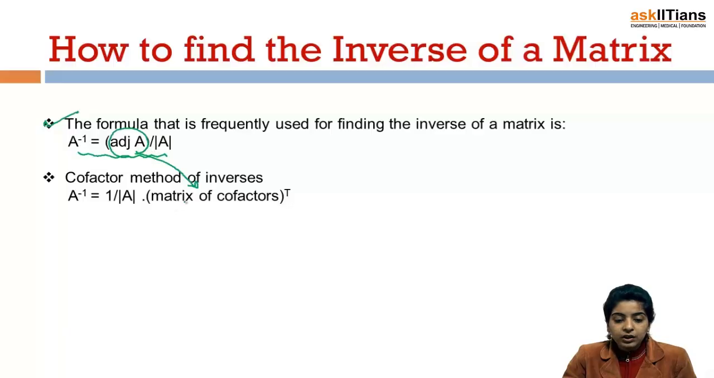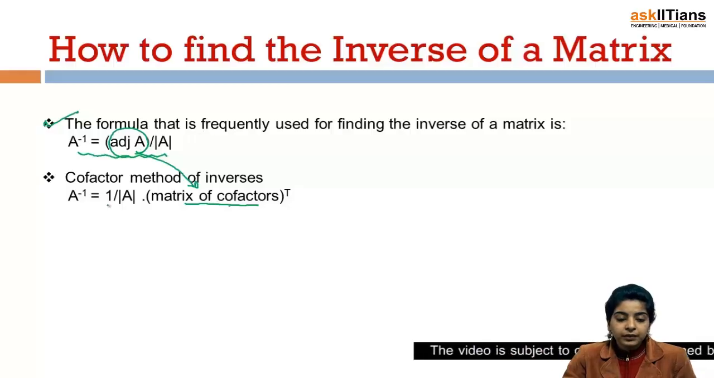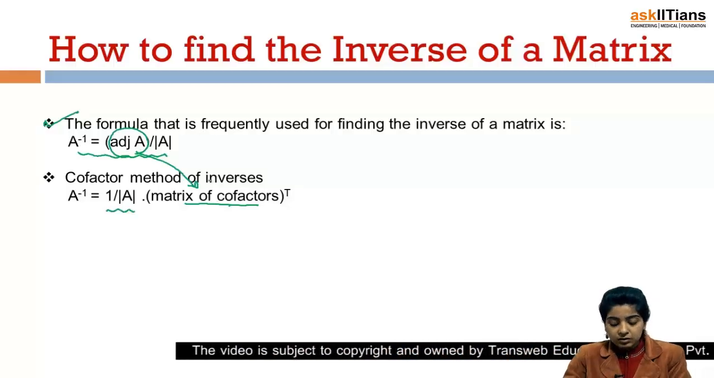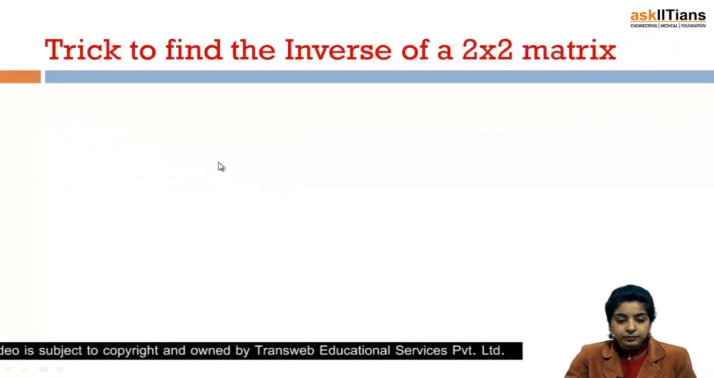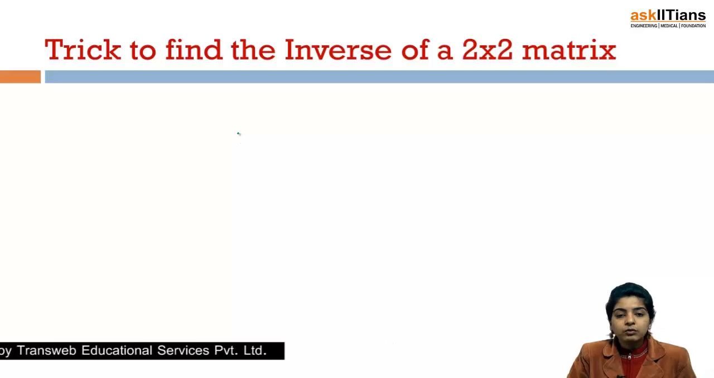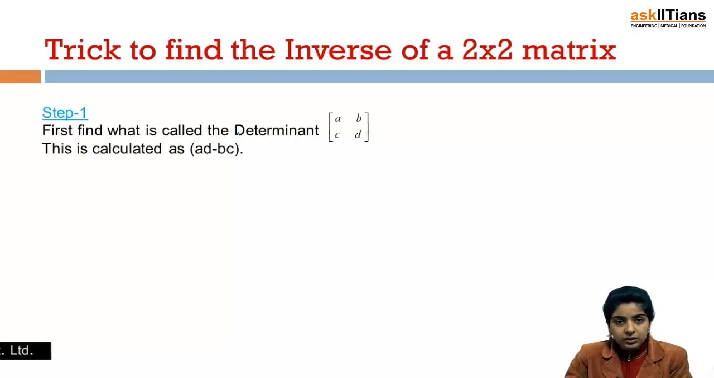Instead of adjoint of A, we can write matrix of cofactors whole transpose. If you remember, adjoint of A is transpose of matrix of cofactors. So this is the value of adjoint of A that has been substituted over here, and then again divided by determinant of A. Now we have a trick to find out the inverse of a 2 cross 2 matrix.